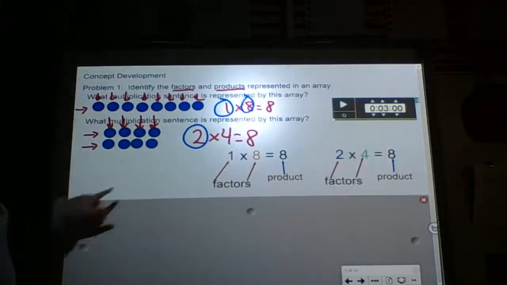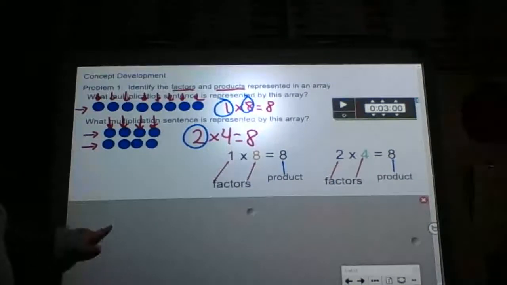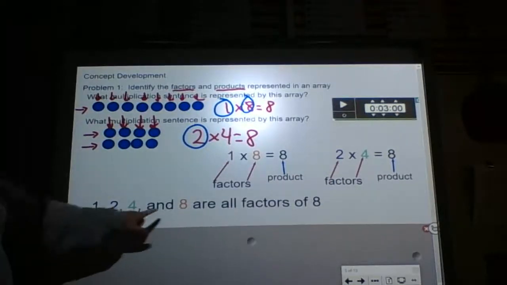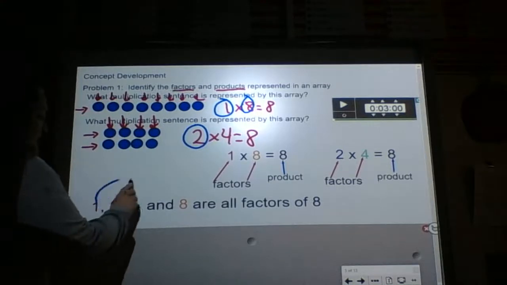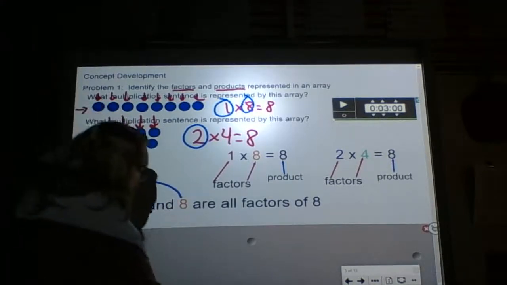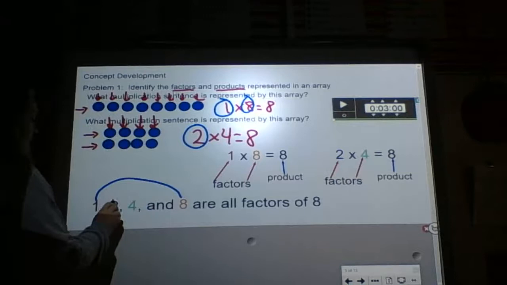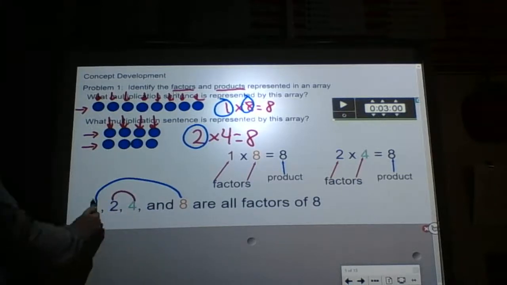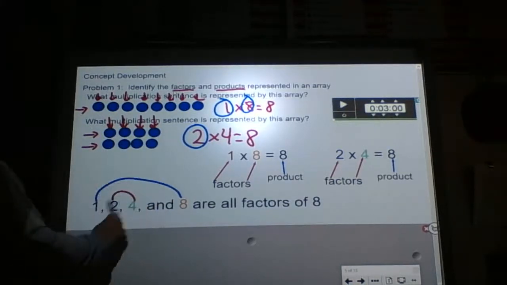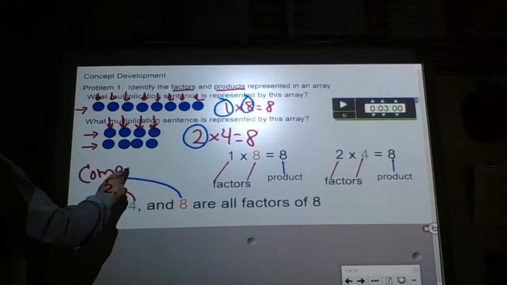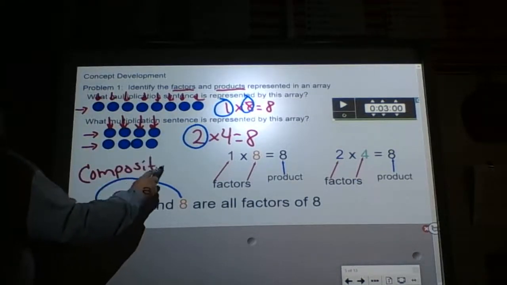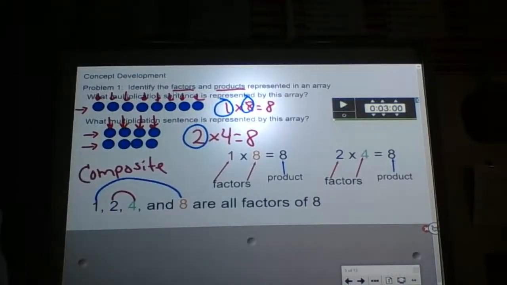Let's look down here. Same thing that I just did. Factors and products. 1, 2, 4, and 8 are all the factors. See how they labeled them in order? You could do your rainbow, right? And our 2 and 4. If your factor rainbow has more than one arc, then it is composite, meaning we can find more than just one multiplication problem to build it. This is a composite number.